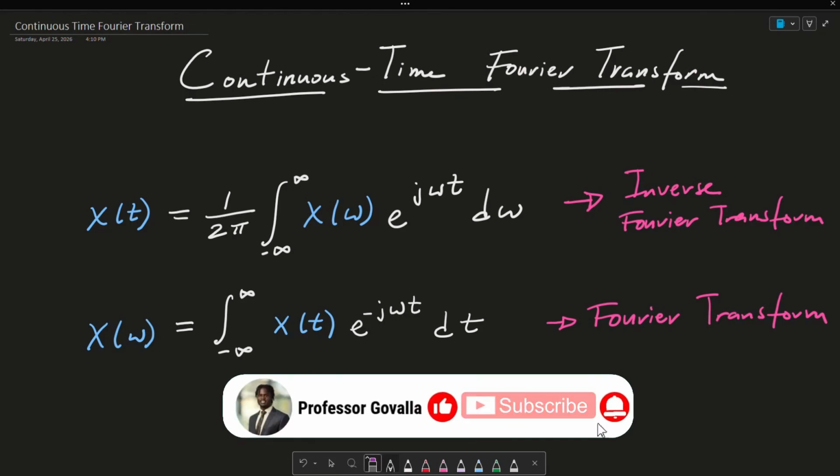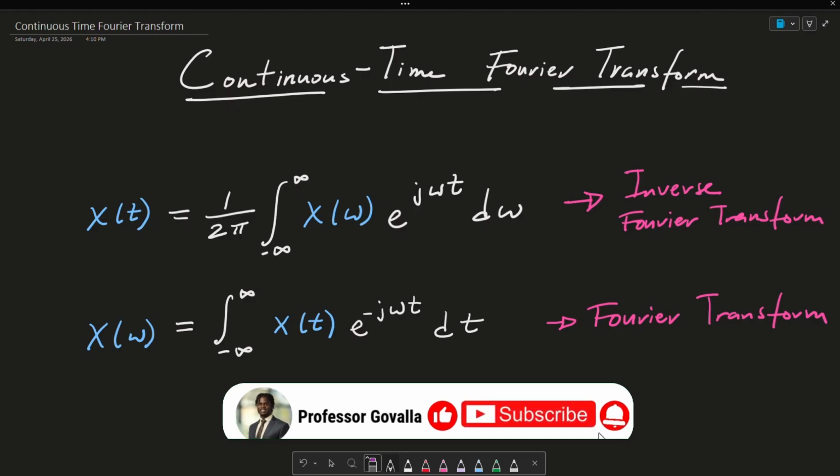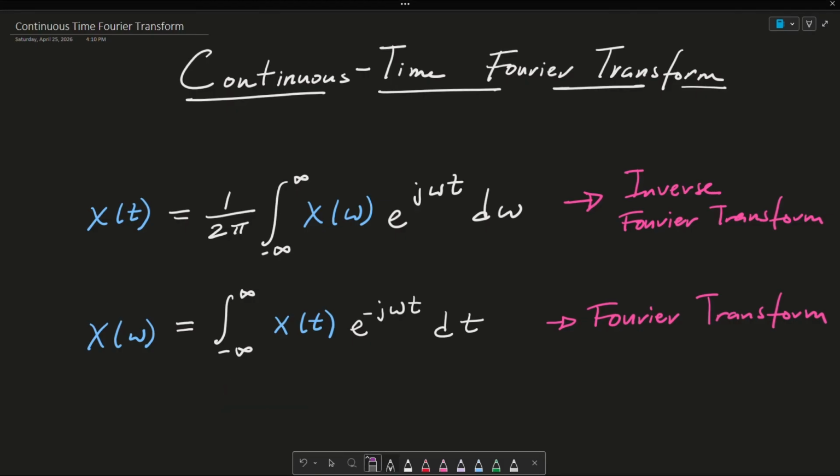My name is Professor Kavala, and today I'm going to be talking to you about the continuous time Fourier transform, where this topic is very important in the realm of mathematics and engineering. In this video, we're going to break down the derivation of this inverse Fourier transform and this Fourier transform here, and really see how we get to these equations, where the goal of the video is to analyze and represent continuous time domain signals such as x of t in the frequency domain x of omega.